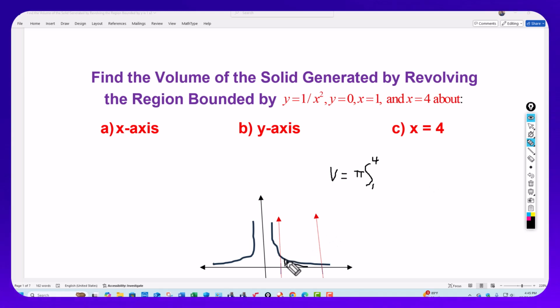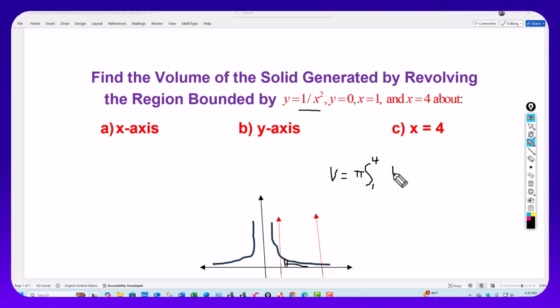And then the radius will be, again, the distance from the axis of revolution to the curve. So it's going to vary as you go through here. So what is that radius? That was r of y. And in our case, that would be 1 over x squared.